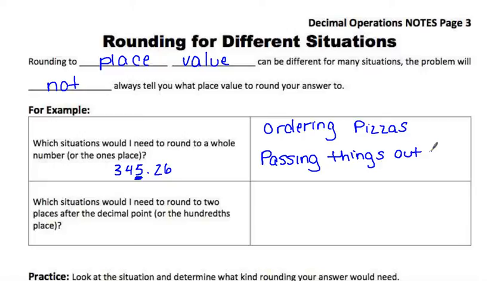And like cookies. Or papers. Think of the papers that we pass out for you in class. If there's 20 students in the class and I only have 18 papers, I don't have enough papers. I need to make sure that I round up to the next multiple.